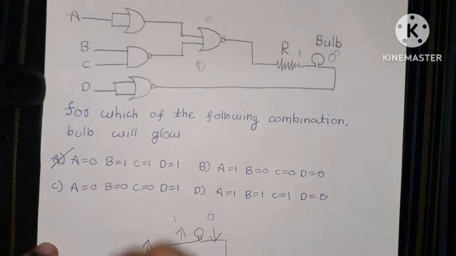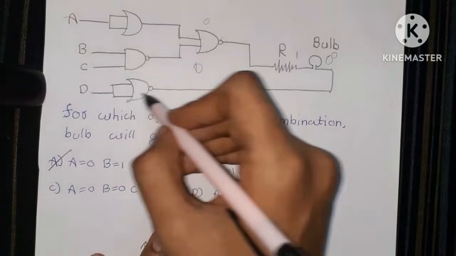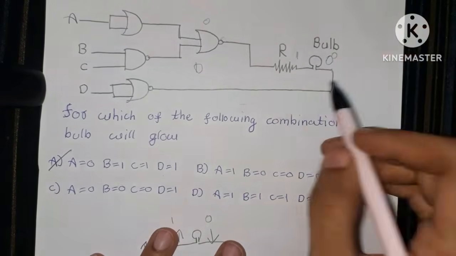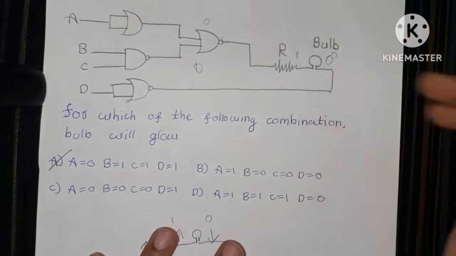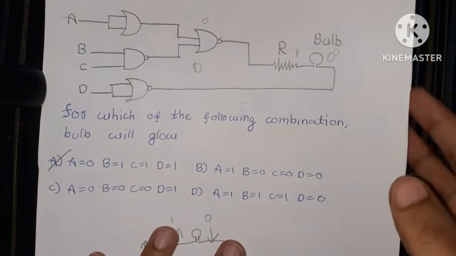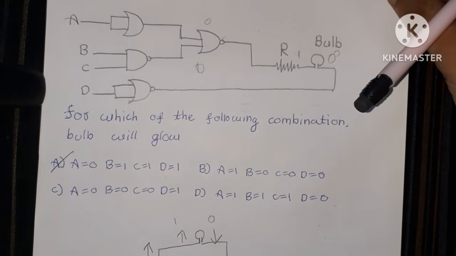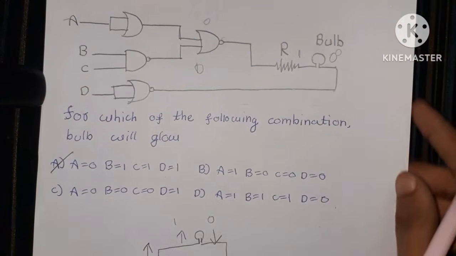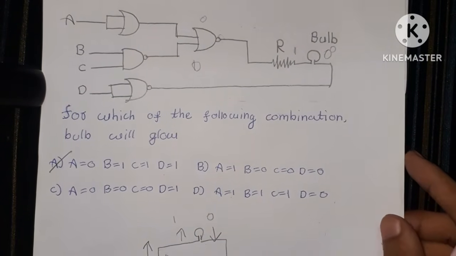Yes, this option satisfies. You have to substitute and see if the circuit is having 0 here and 1 there, then it is correct. Whatever it might be, 0 and 1 should be attached to either side of the bulb. In option A, the bulb will glow. The inputs that they have given to us are correct in option A only.